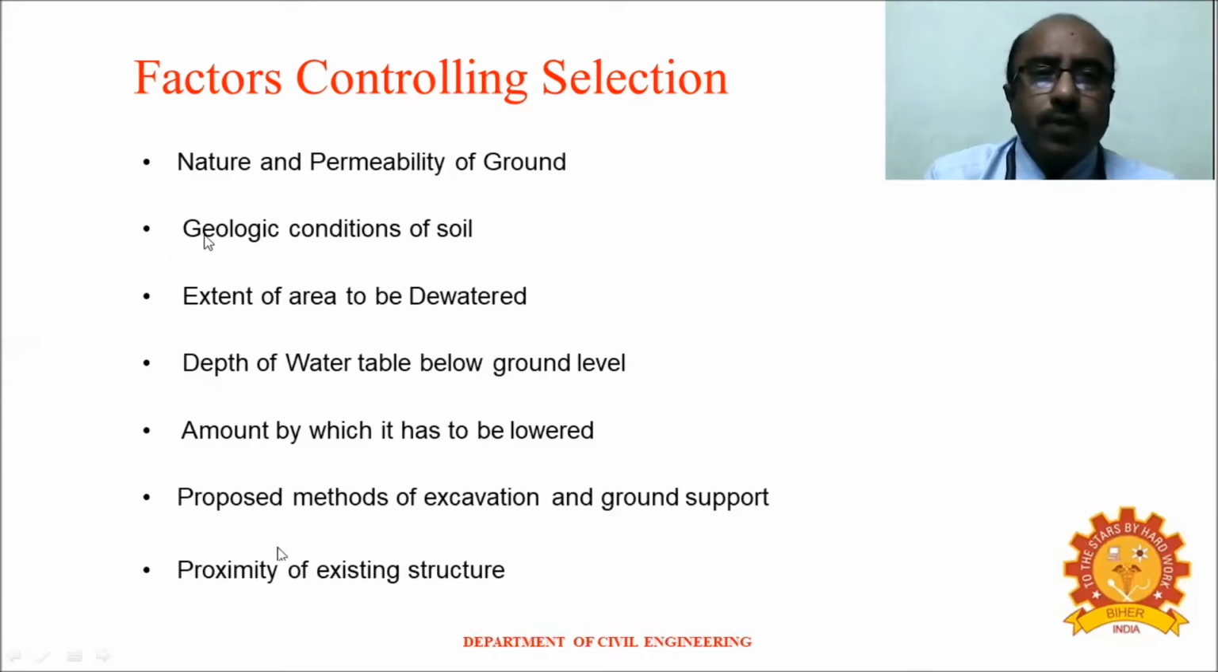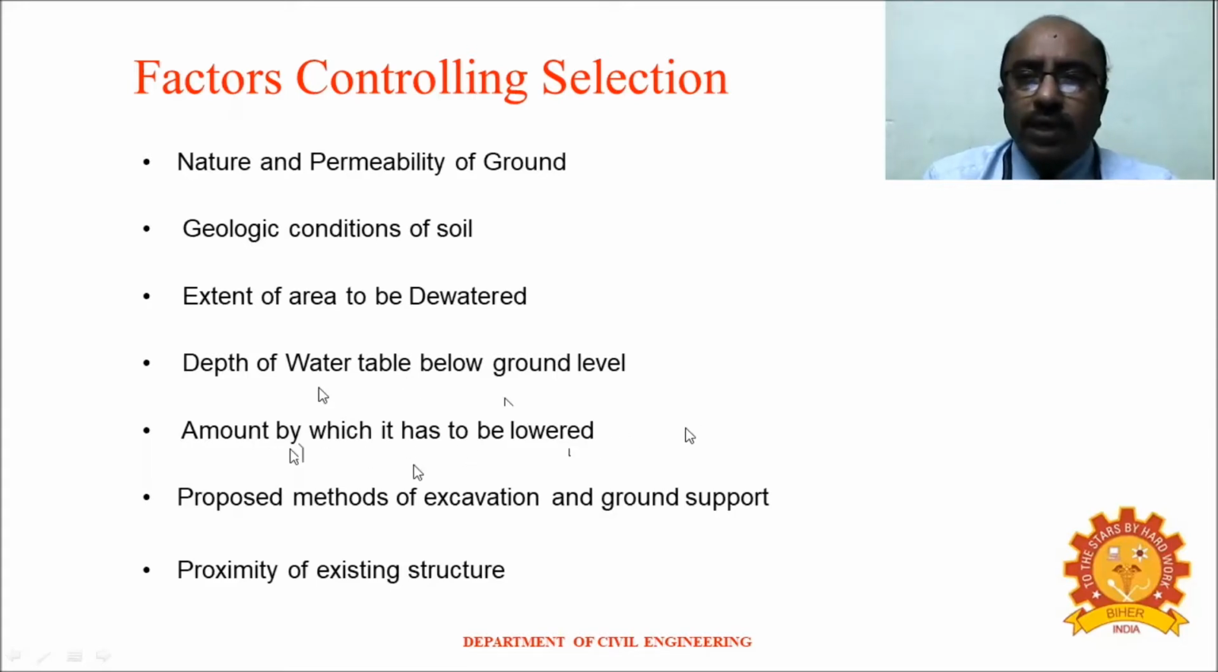So those factors are: what is the nature and permeability of the ground. Ground means the soil. Similarly, the geological conditions of the soil, whether it is a fine grained soil or coarse grained soil or silt or hard rock, and what is the area to be dewatered, or what is the extent of the area to be dewatered, and what is the depth of the water table to be lowered, because some require only a few meters, maybe 5 or 6 meters, or in some cases, in case of mining, we have to go for maybe 20 meters or 30 meters. So that should be considered.